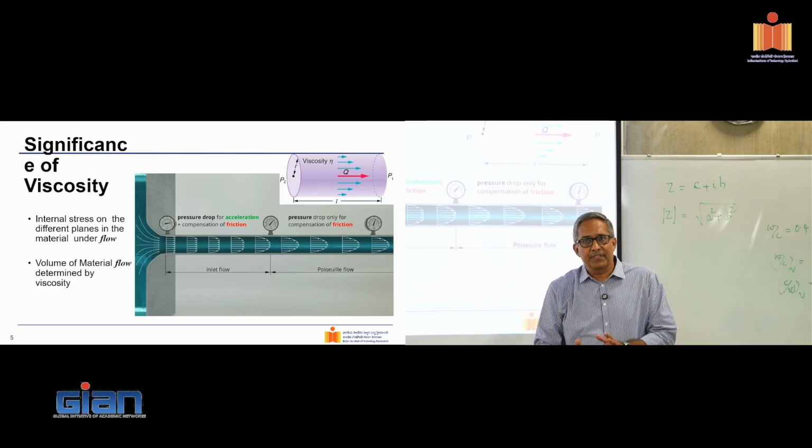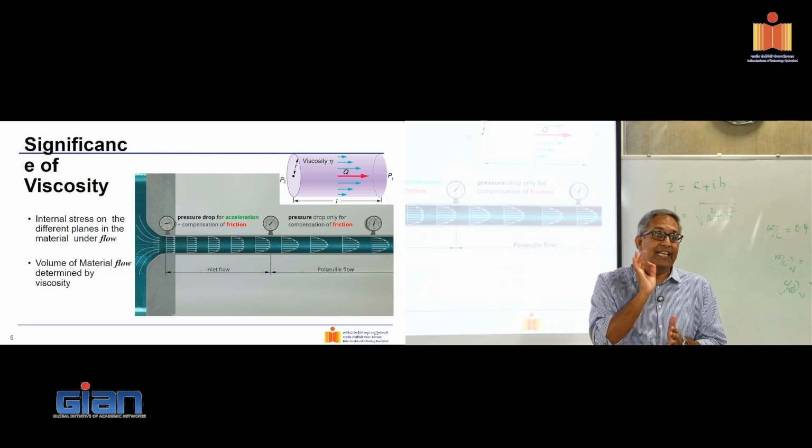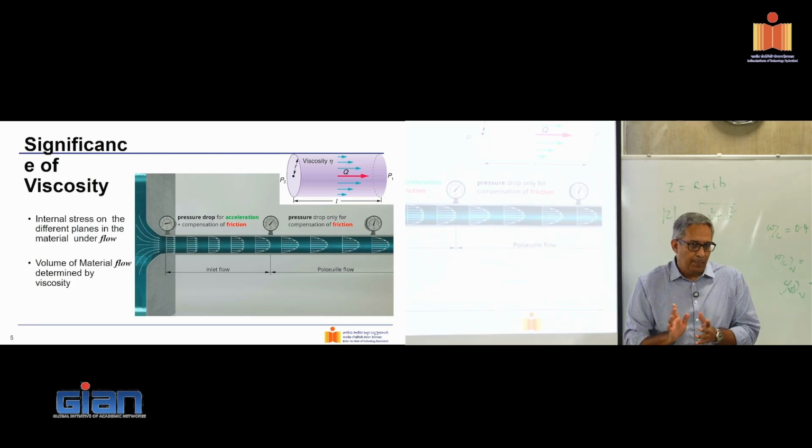Again, just to emphasize, classical Newtonian is something where resistance increases with rate. The faster you move, the more resistance you'll get, right? And the relationship between the shear strain rate and shear stress is linear. It's a linear behavior, right?